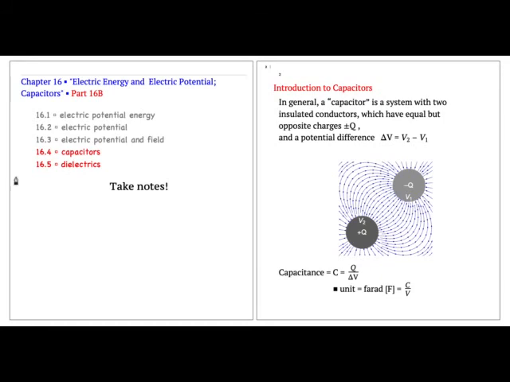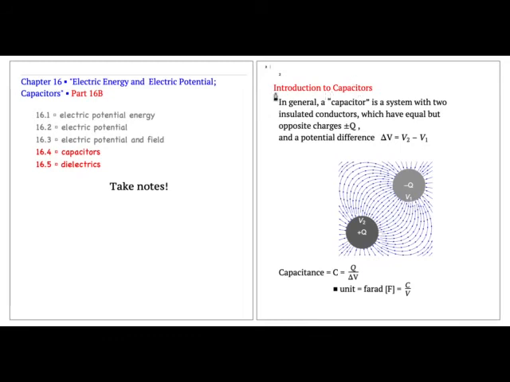So this is now part B of the screencast for chapter 16 on capacitors. Chapter 16, part A was on the electric potential, and part B will be on capacitors. You should be taking notes as I go along so that you'll have the equations written down in your notebook that you'll need for the long kappa problems.